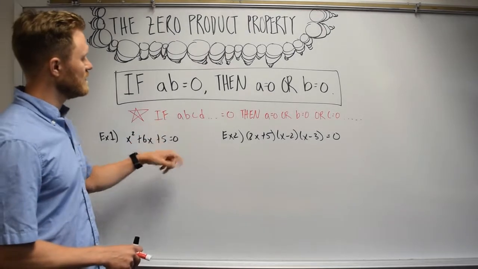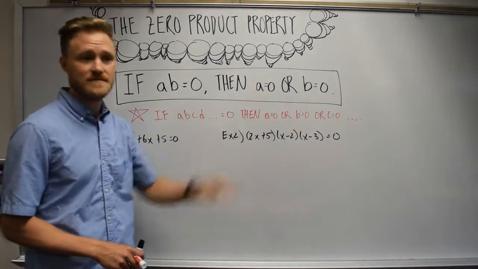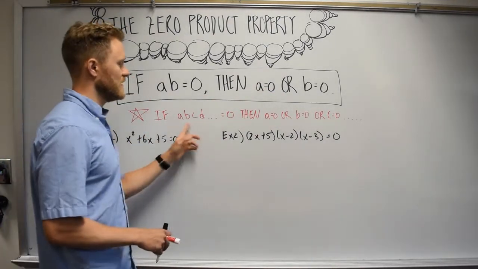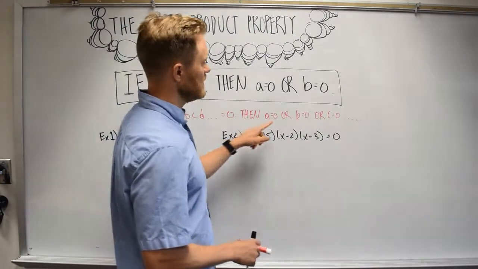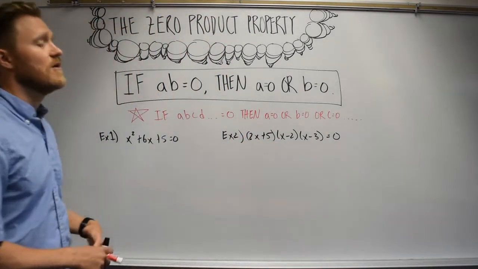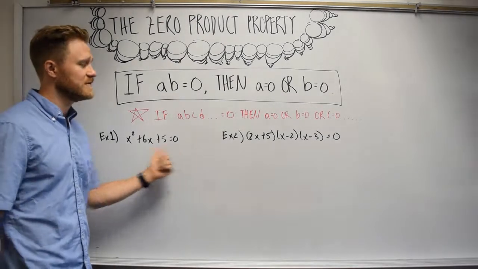So in the red here I have if A times B times C times D, or any unspecified number of numbers are being multiplied together equals 0, then each one of those could be equal to 0, or all of them could be equal to 0. So we have an example. We have two examples here.